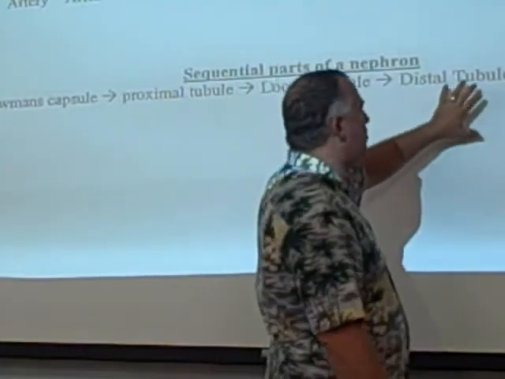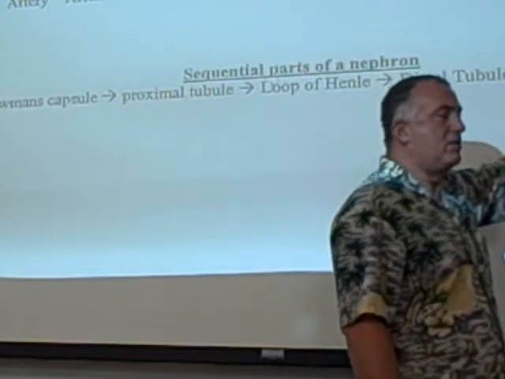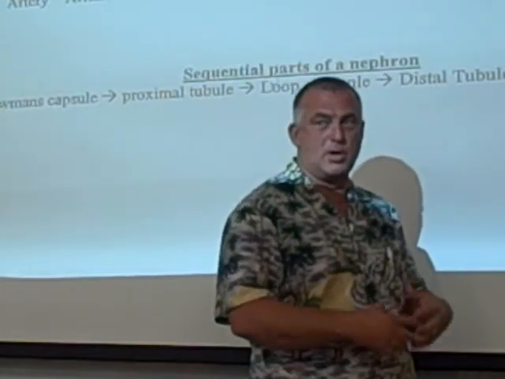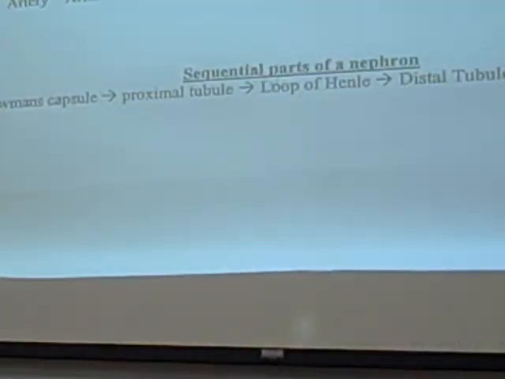So aldosterone works on the distal tubule by reabsorbing sodium, and ADH works on the collecting duct, allowing water reabsorption. It's just opening the pores, and water is automatically following the sodium that was previously taken back. See how those two work together?